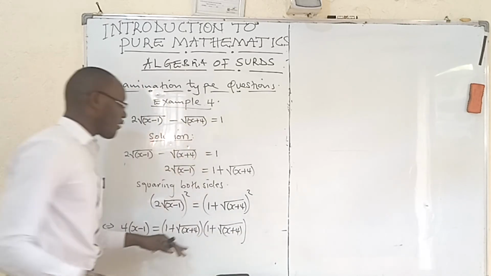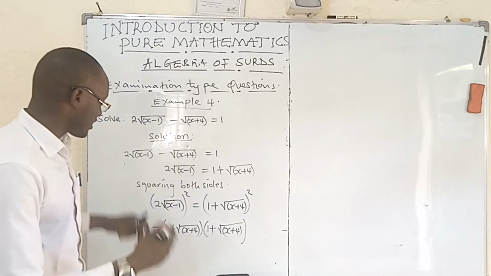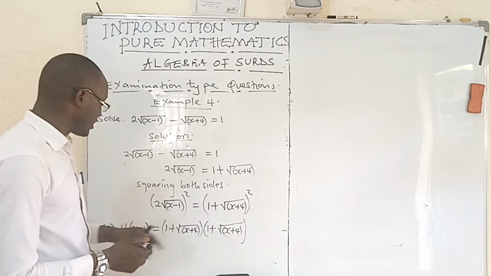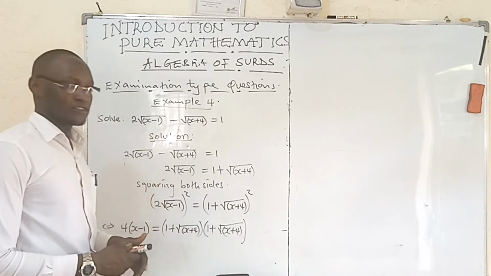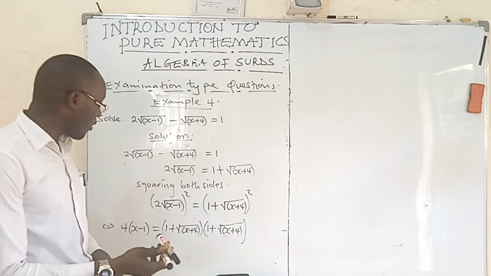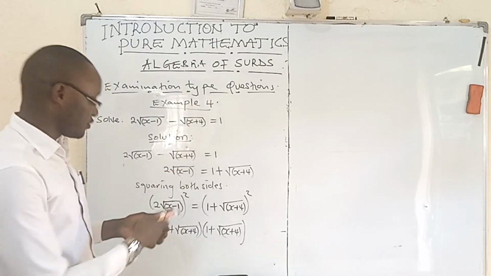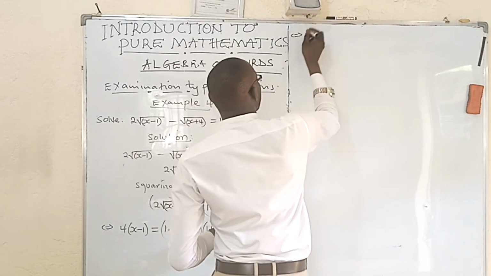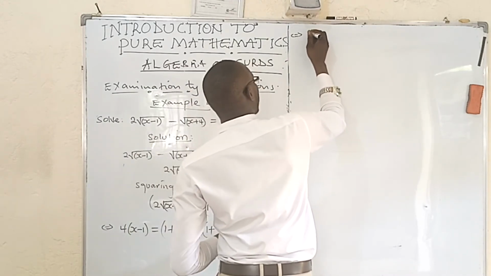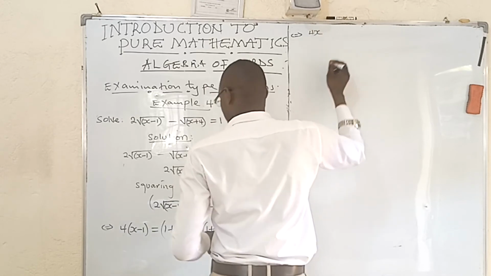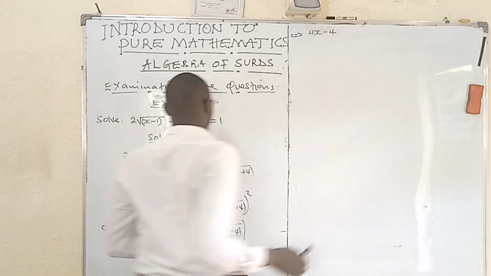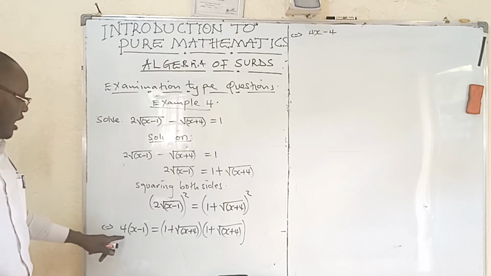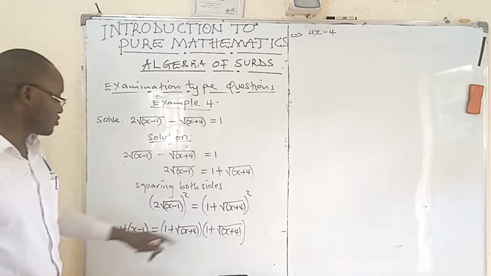So from our algebraic expansions, we can expand this without even going into individual expansions of these elements. How are we going to do that? Let us shift and go the other side. We shall go and say, dear examiner, sir, this now becomes a 4x minus 4. I've expanded the left-hand side. Then what about this?